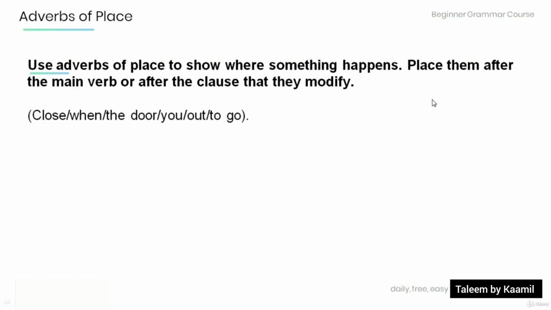Now let's review the use of adverbs of place and practice a bit. Remember that we use adverbs of place to show where something happens. Now make sure to place them after the main verb or after the clause they modify. Create a sentence using the following words in the bracket. Close, when, the door, you, out, to go. Close the door when you go out.